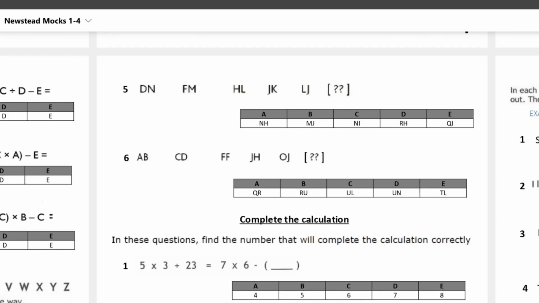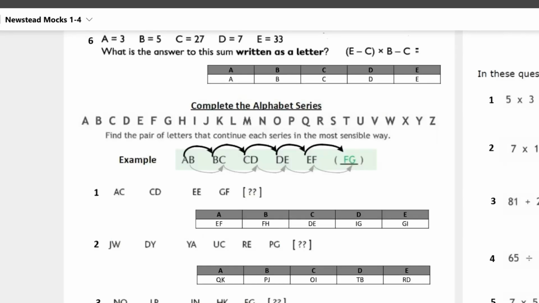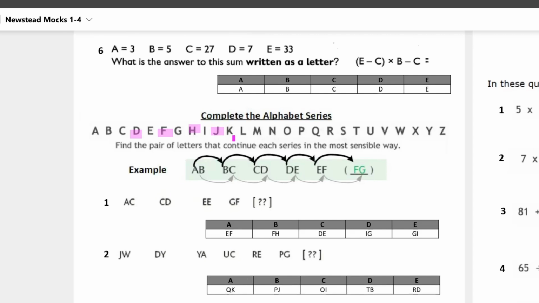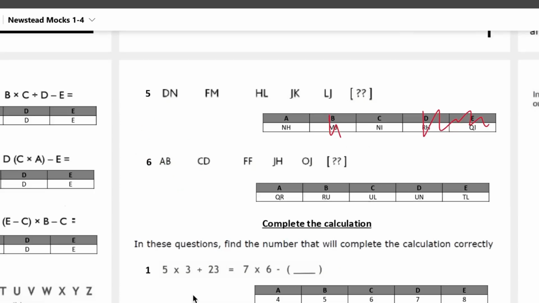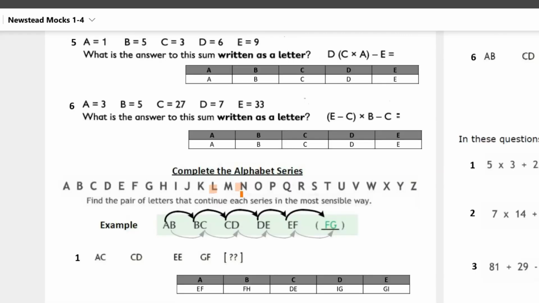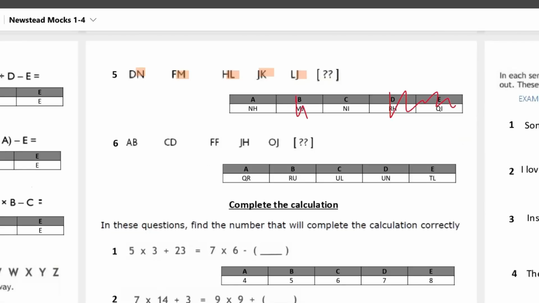The next one we have D, F, H, J, which means we're adding 2 each time. So after L, we are going to have N. That already means we can cross out this one, and this one. The next one we have N, M, L, K, J. Just going back, we're just getting I. So if we have I next, that means our solution is going to be C.